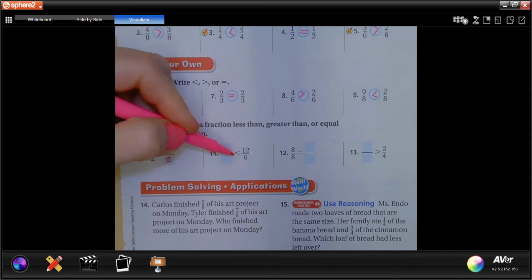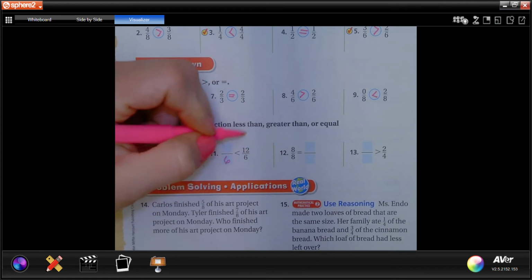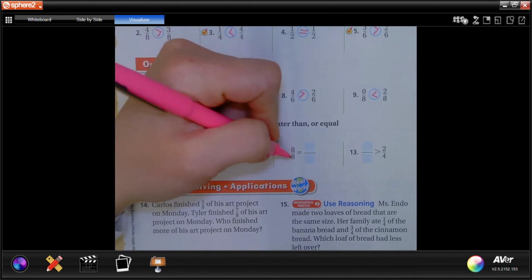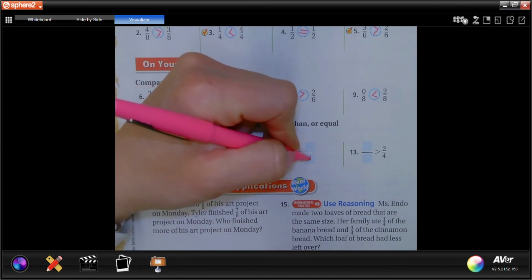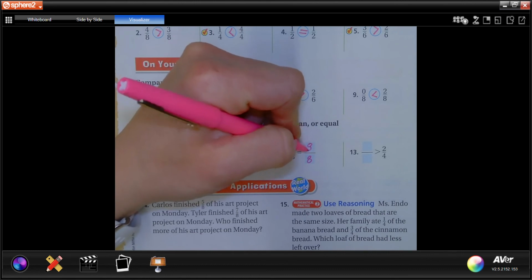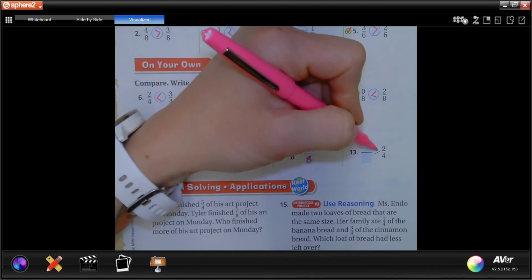Over here we have number 11. So 6 is our denominator, and we need a number that is less than 12. So 5 is less than 12. So 5/6 is less than 12/6. 8/8, our denominator is 8, and we need a number that is equal to 8 for our numerator, so 8/8 equals 8/8.